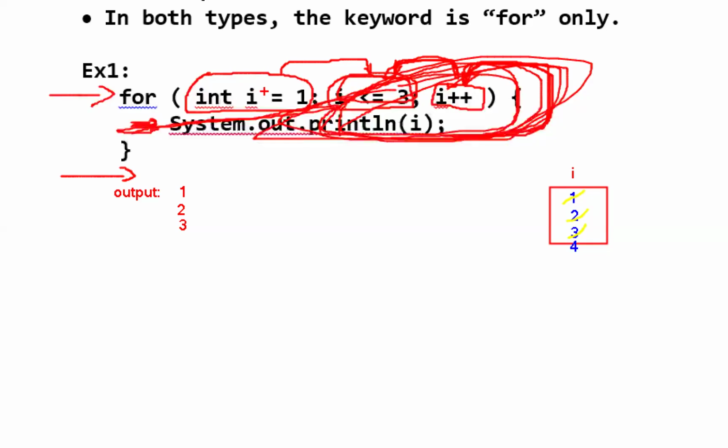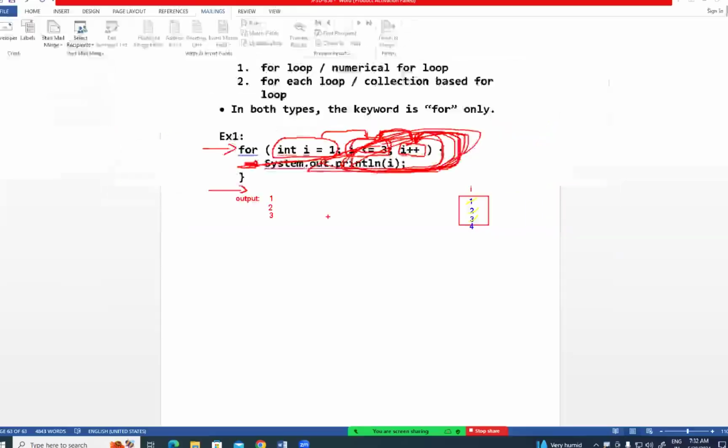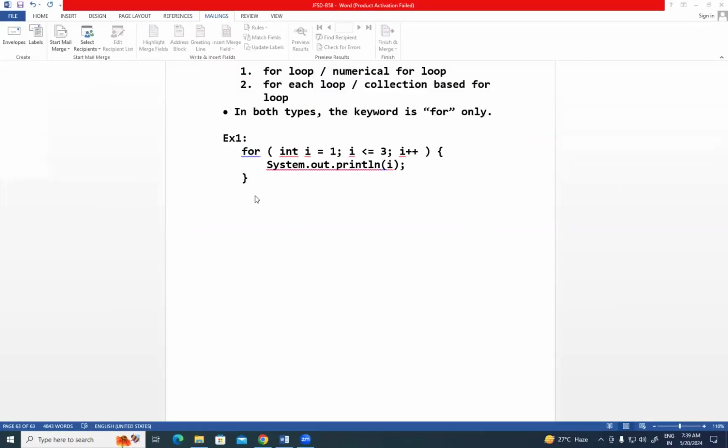But how many times is initialization executing? Only once. Exactly. Guys, tell me what's the output of this now? 1, 2, 3. Exactly. I will write the output here. Output is 1, 2, 3.